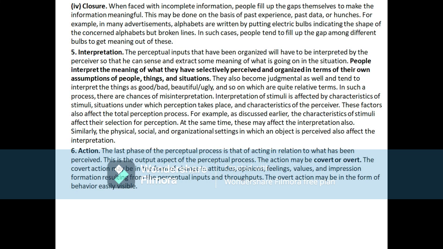So covert is something that cannot be seen, that means a change in our attitude. Till now we may have had a positive attitude, now the attitude may have changed into a negative attitude, but it is not seen, it is not visible. But in overt action, the action that we are doing can be seen. That is known as overt. So finally the action may be overt or covert. So this is regarding the perceptual process.